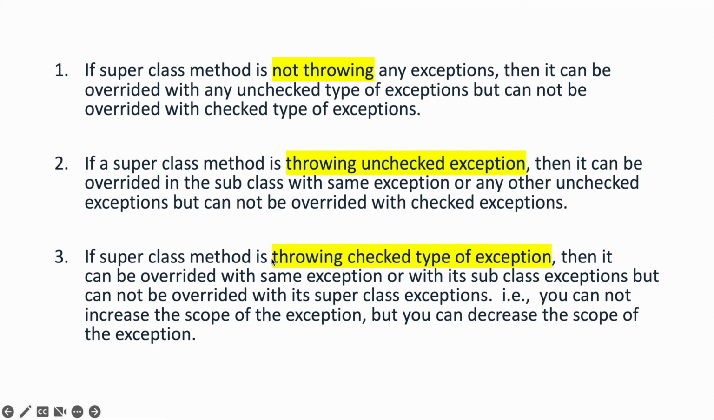If the superclass method is throwing a checked exception, then it can be overridden with the same exception or with its subclass exceptions, but we cannot override with its superclass exceptions. That is, you cannot increase the scope of the exception, but you can decrease the scope of the exception.